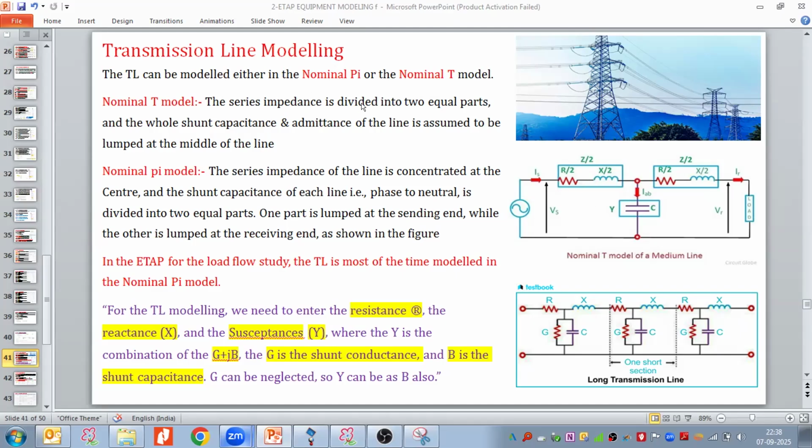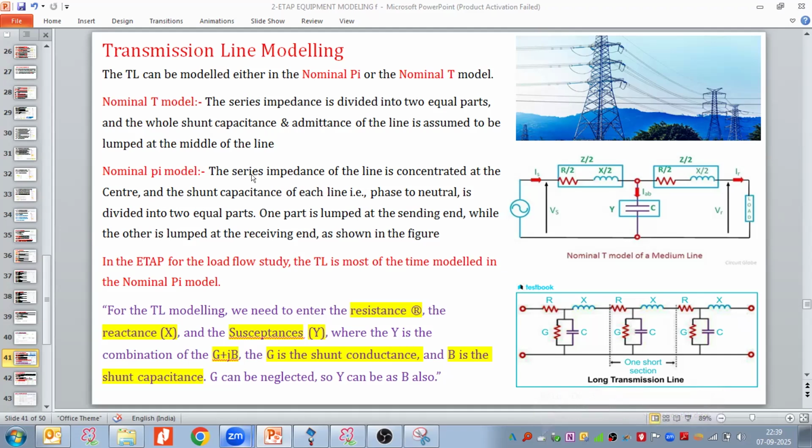The series impedance is divided into two equal parts of whatever length we have. The whole shunt capacitance and admittance of the line is assumed to be lumped at the middle of the line, as you can see over here. These two impedances are clubbed together when modeling, and the total shunt capacitance and admittance is lumped in the center. This is the T model representation of the transmission line.